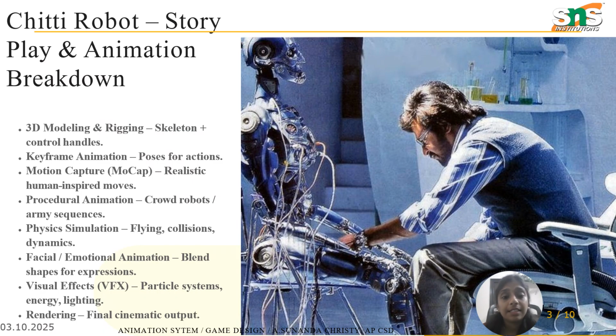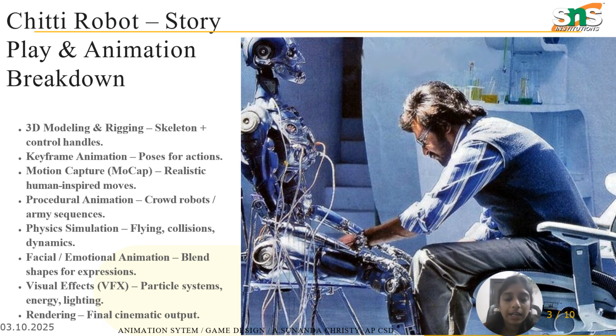First of all, let us take an example for the animation system. We all love to watch movies. The movie that I have taken as a story play is Enthiran, Part 1 or Part 2, whatever it is. How Rajinikanth designs the Chitti robot, and what the things related to the story play are, we are going to see in the animation system. The Chitti robot is the story play of animation and the breakdown.